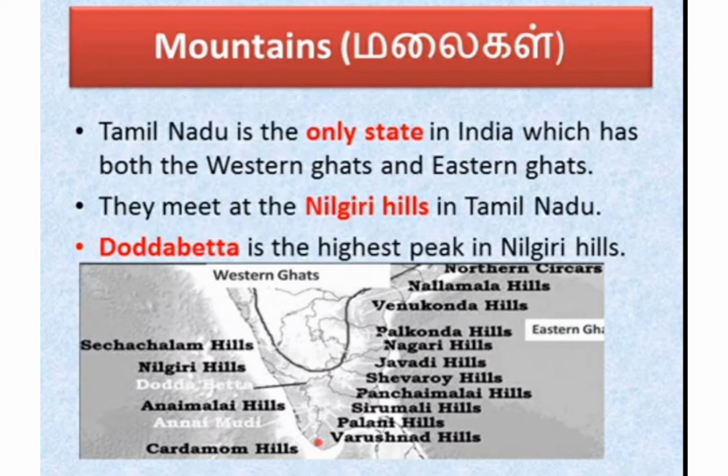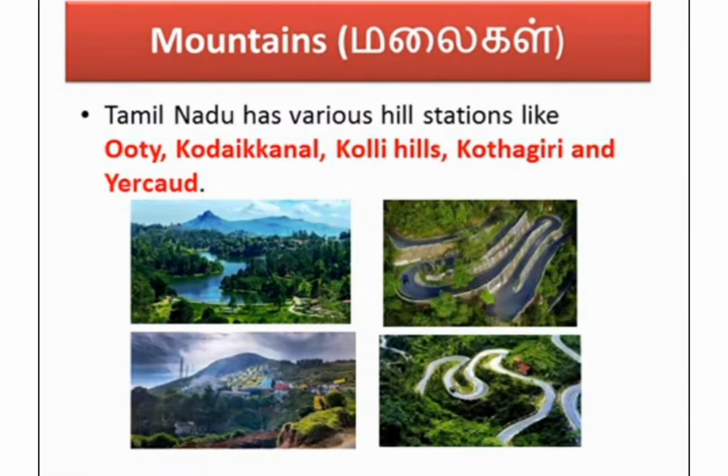First one, mountains. Tamil Nadu is the only state in India which has both the Western Ghats and Eastern Ghats. They meet at the Nilagiri Hills in Tamil Nadu. Thottapetta is the highest peak in Nilagiri Hills. Tamil Nadu has various hill stations like Ooty, Kodaikanal, Kolli Hills, Kotagiri and Yercaud Hills.